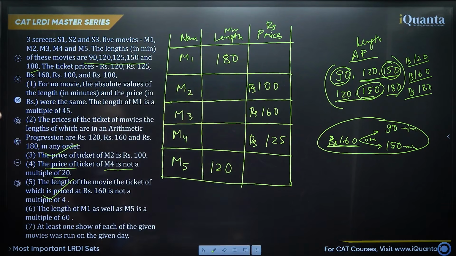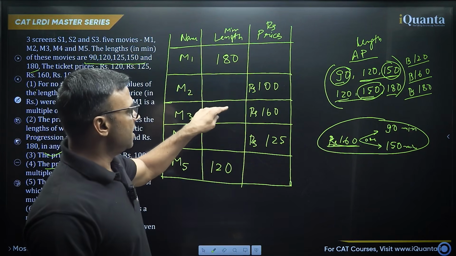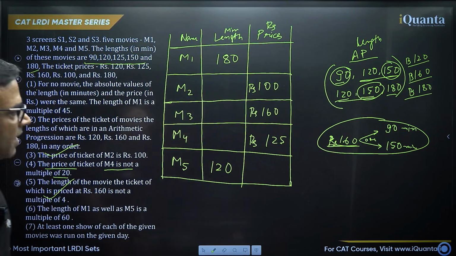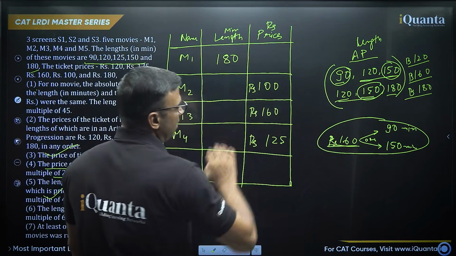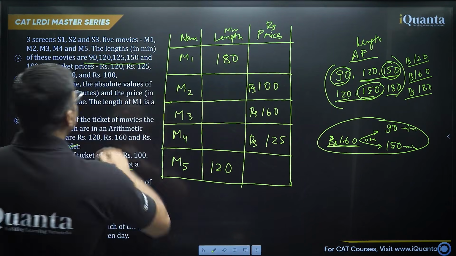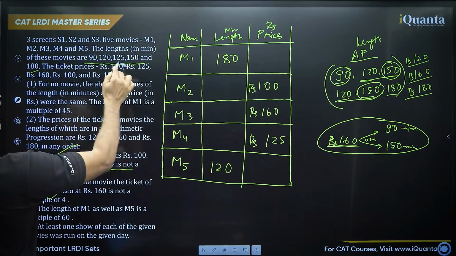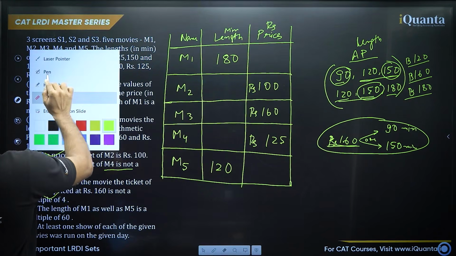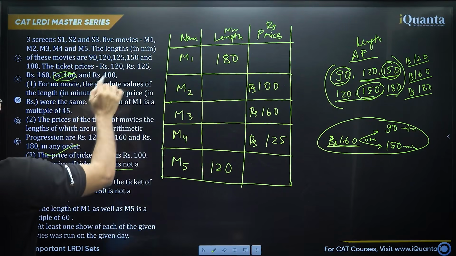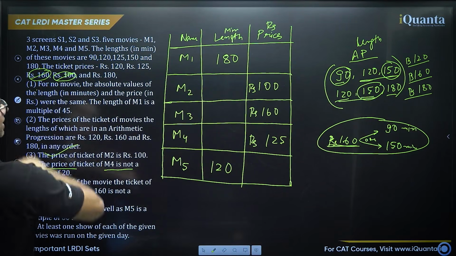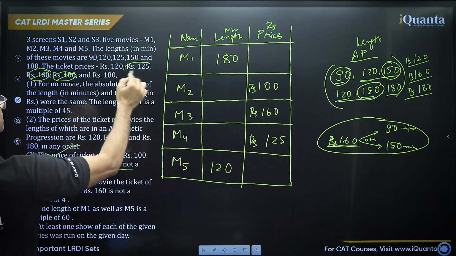Right. But still we are not very clear which one will come here, 90 or 150. We don't know. Let's see. But there is one thing that you can see. Three prices are already used, 100, 160, 125. So I'll mark this. 100 rupees is utilized. 160 rupees is utilized. 125 rupees is utilized.